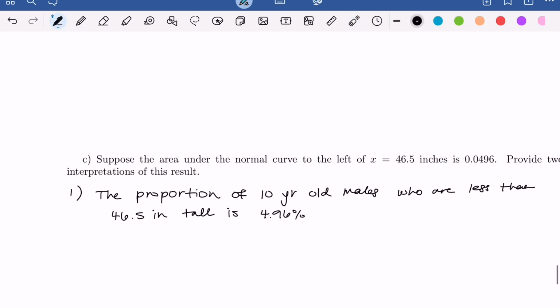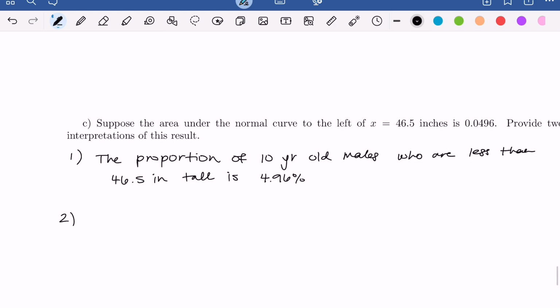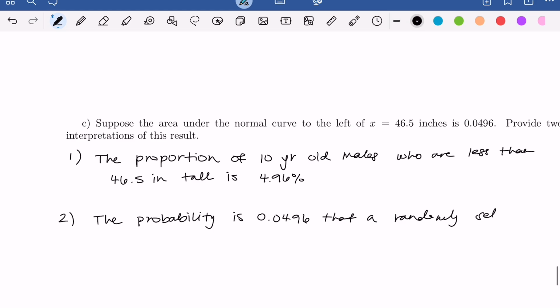And then another way to interpret this is in terms of the probability. So the probability is 0.0496 that a randomly selected 10-year-old male is less than that 46.5 inches tall. So those are two different ways to interpret this information.